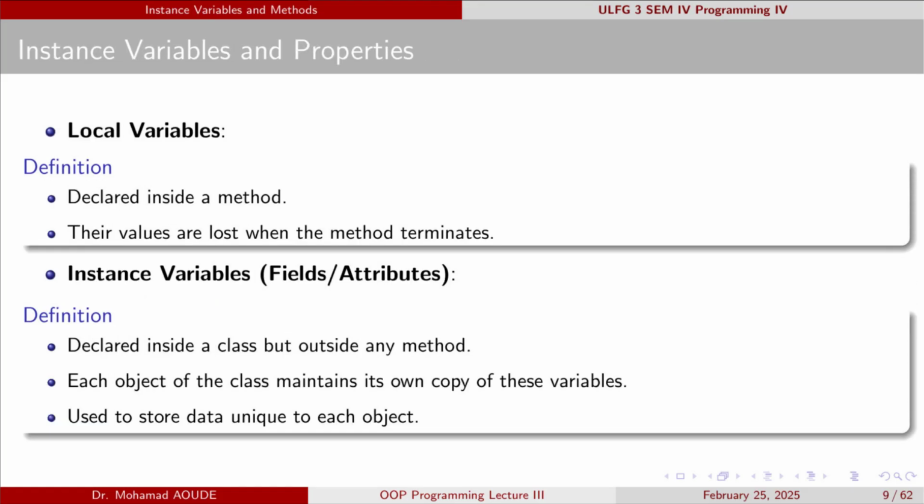There's a huge difference between local variables, which exist temporarily, only inside methods, and instance variables, which belong to the object and exist as long as the object exists. Local variables are short-lived. They disappear once the method finishes. Instance variables, on the other hand, persist throughout the object's life and represent its state, like a person's name, birth date, or ID number.